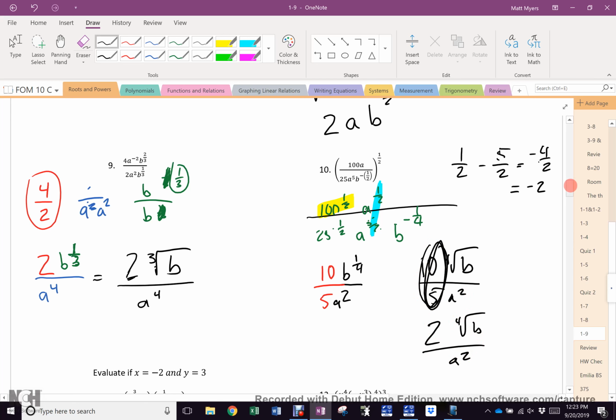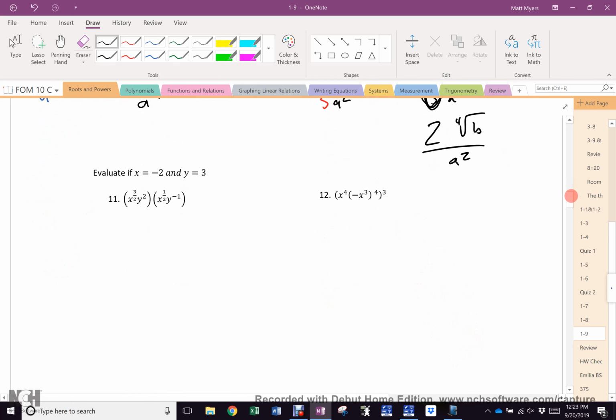Okay. Now, here's a mistake that 99% of kids make every time. As soon as they see this, what do they start doing? They start substituting right now, yeah? Which means this would be negative 2 to the 3 halves, 3 squared, times negative 2 to the 1/2, 3 to the negative 1.